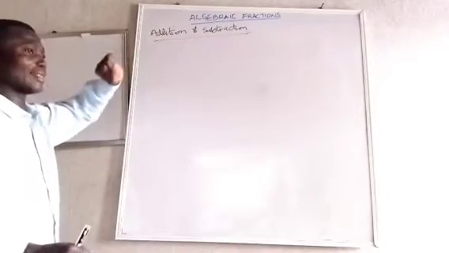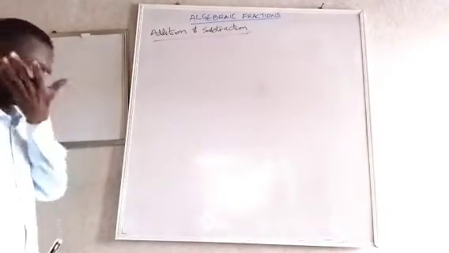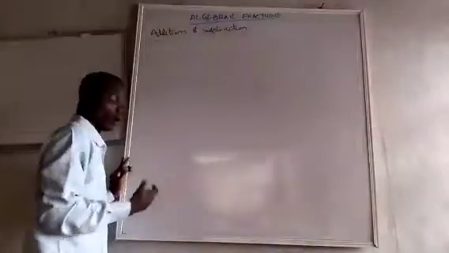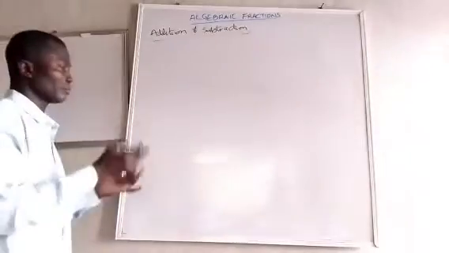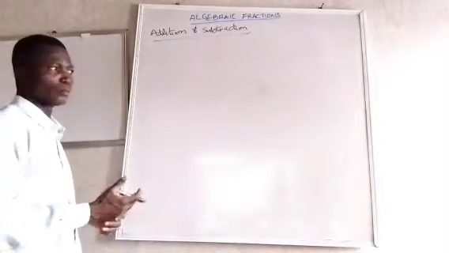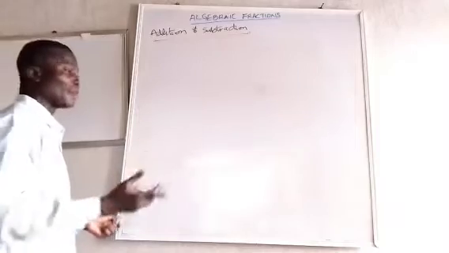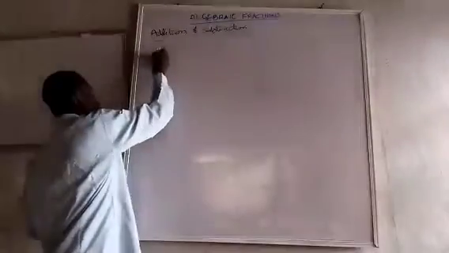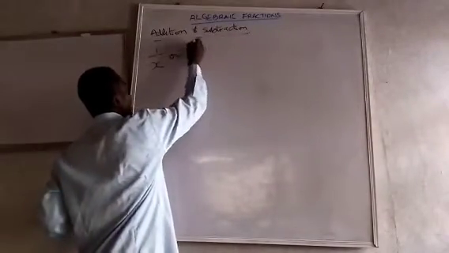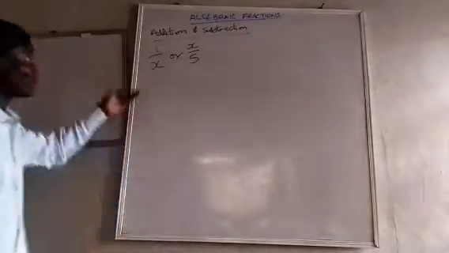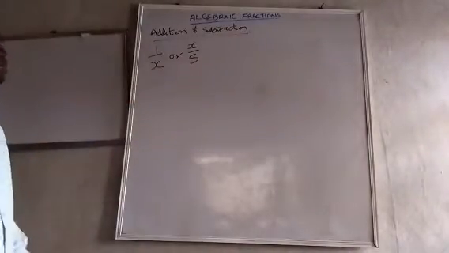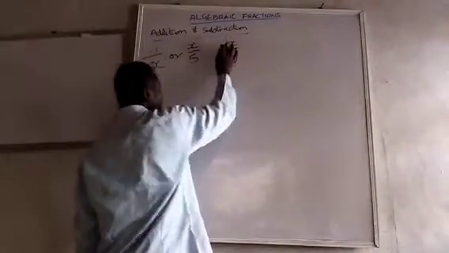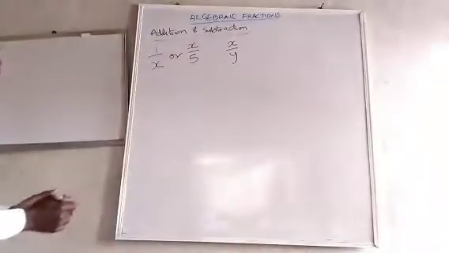Now we have dealt with multiplication and division. I want us to go into addition and subtraction. But I want you to also know something. For this algebraic fraction, we can have the denominator or numerator to be figures alone or variables, alphabet alone. How do I mean? You can have it like this. 1 over x or x over 5. You can have algebraic fraction like this. You can also have it like this. x over y. That is, the two of them are variables, alphabets.